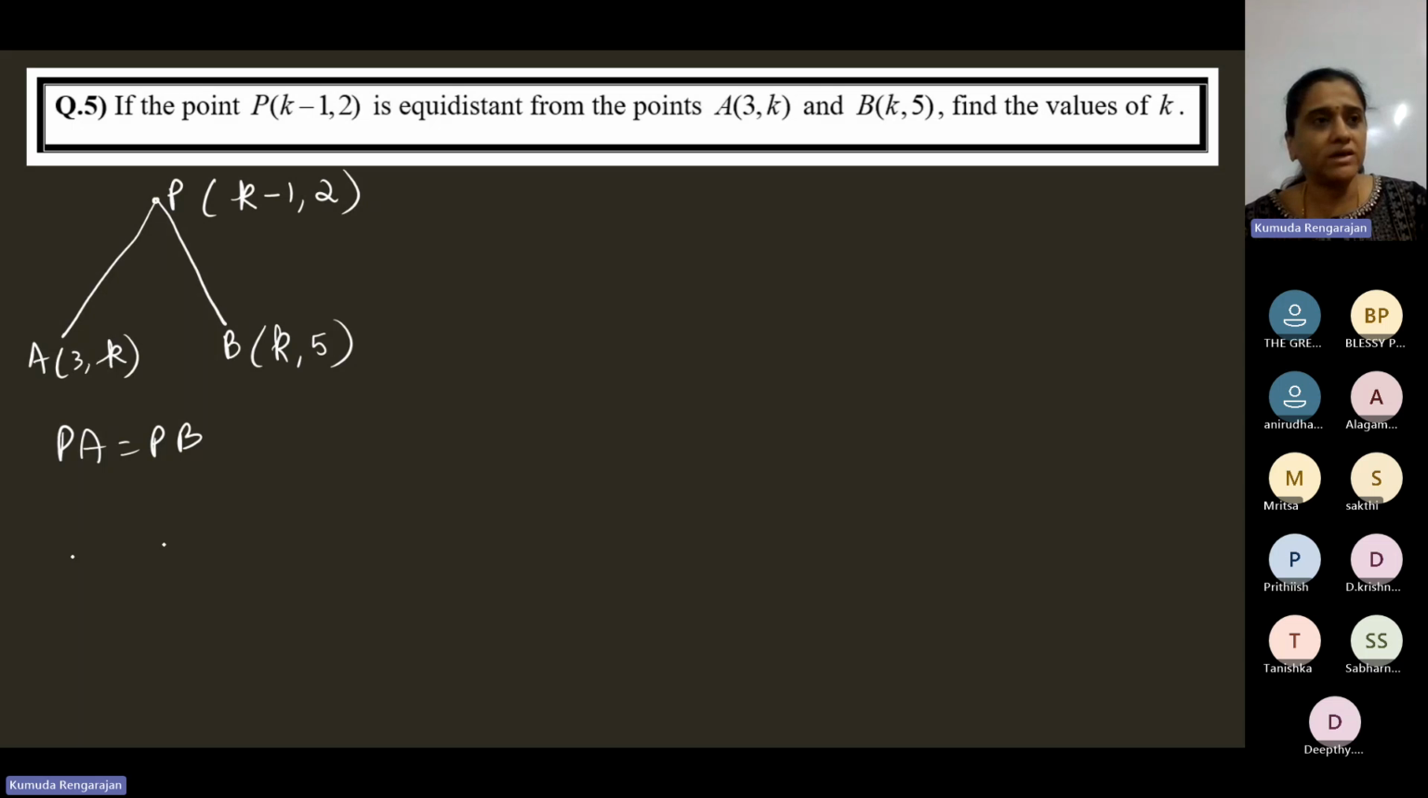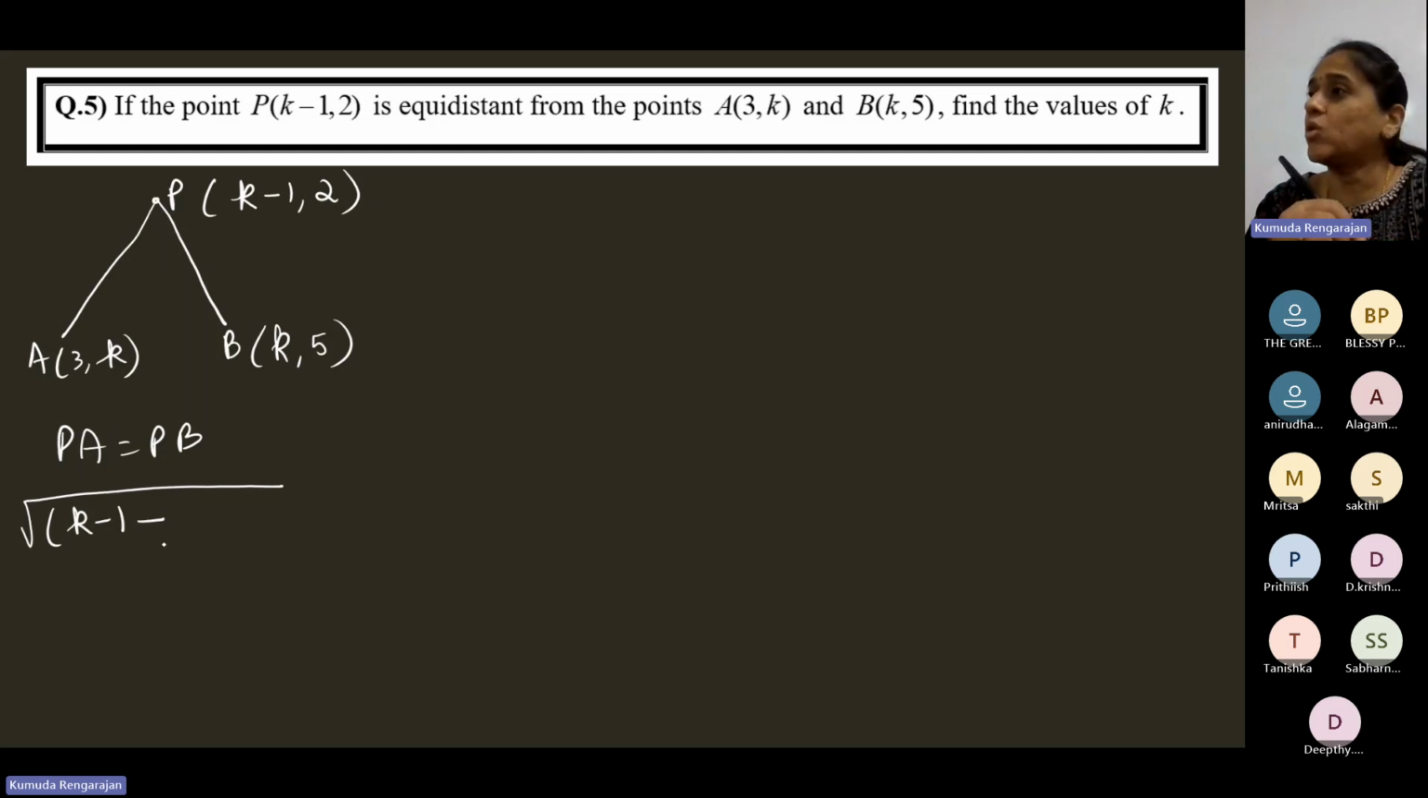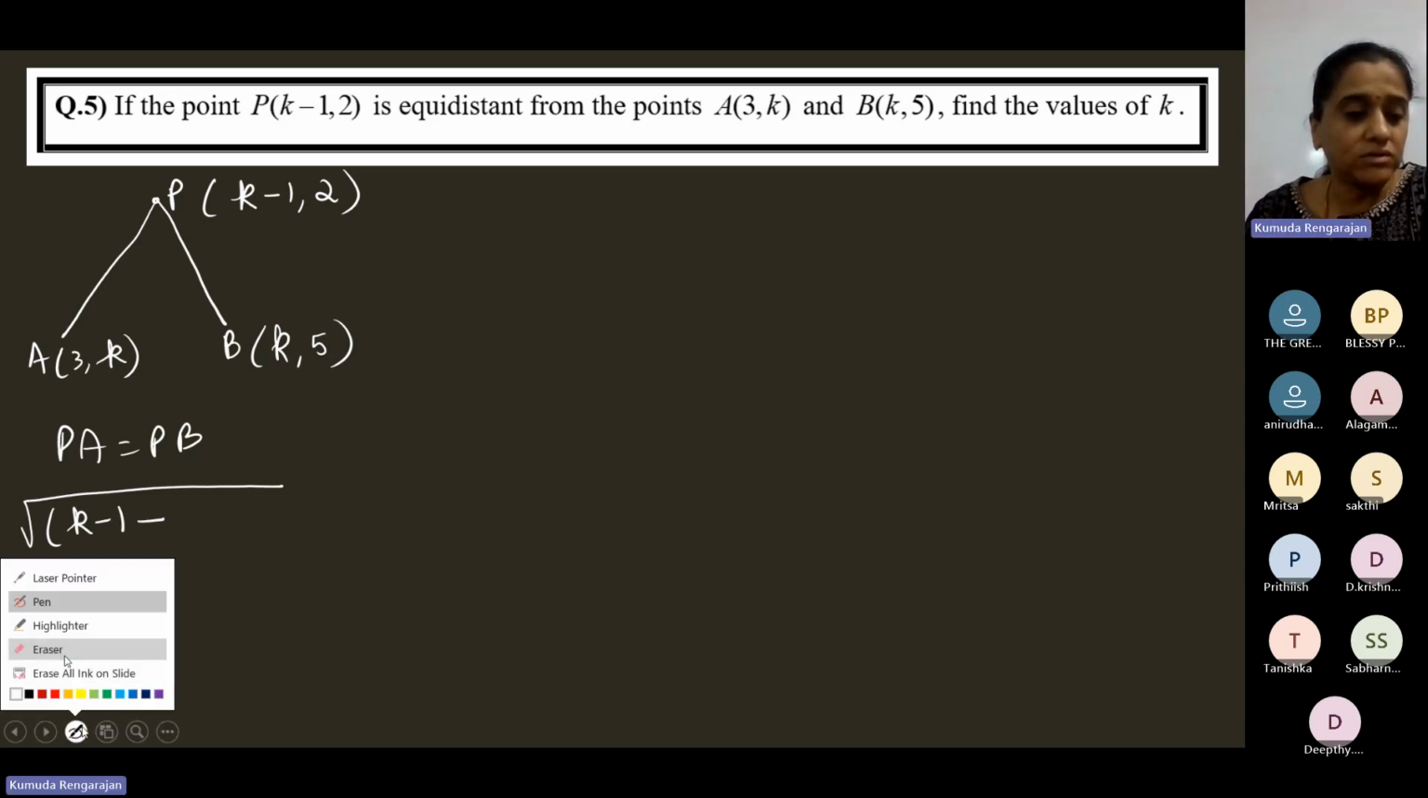So how do you find PA? Square root of, subtract the x coordinates. K minus 1 is the x coordinate of P. When you're working PA, use the coordinates of P and A. For PB, use the coordinates of P and B. Okay, so PA is equal to PB, we understood.